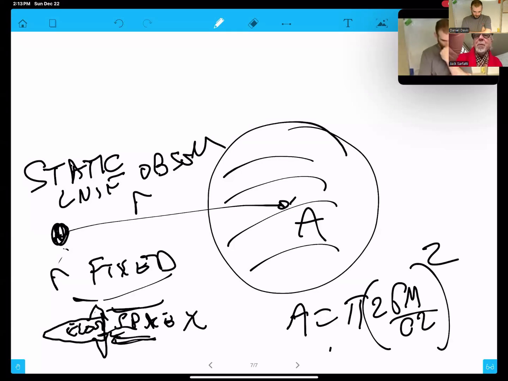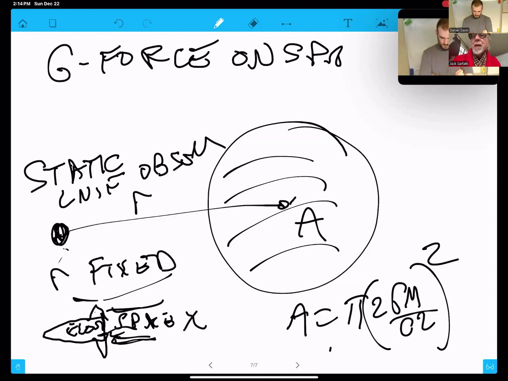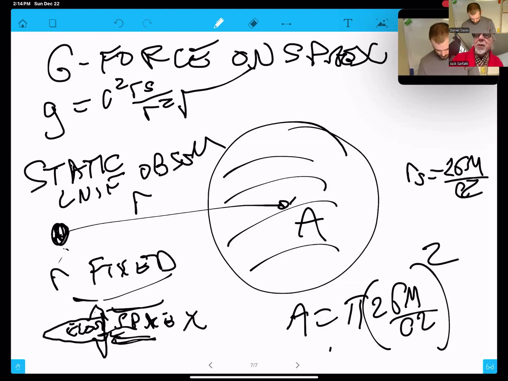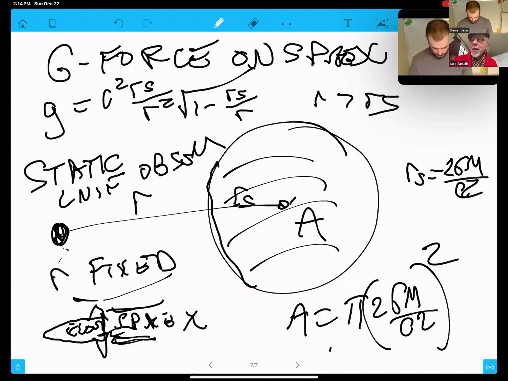He sees that metric, but how much G force is on the SpaceX rocket? The G force, the magnitude, let me call Rs equal to 2GM over c². It's going to be proportional to c² Rs over R², divided by the square root of 1 minus Rs over R, where R is greater than Rs. Look what happens. Here's the horizon, this is Rs, and the area is 4 pi Rs squared.